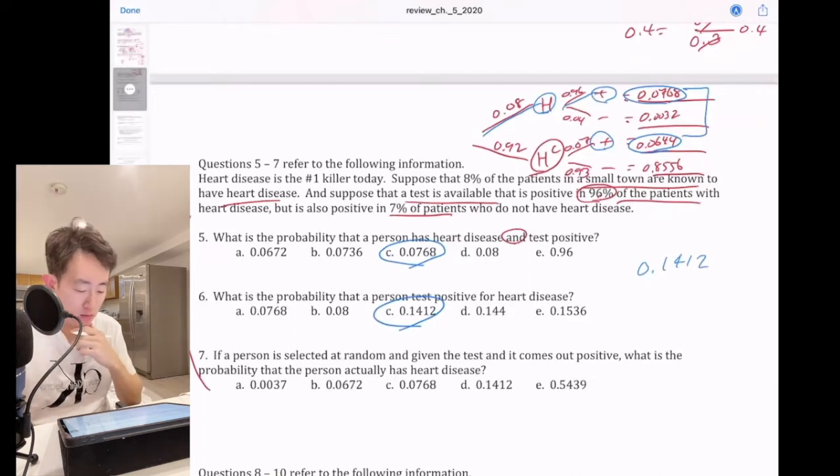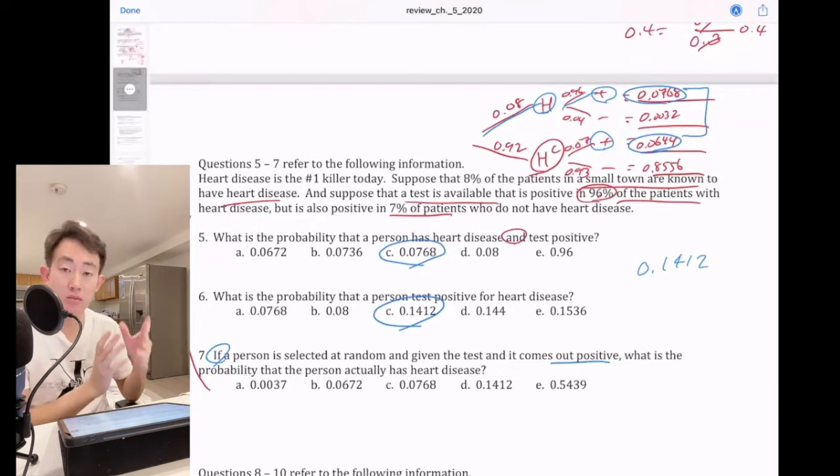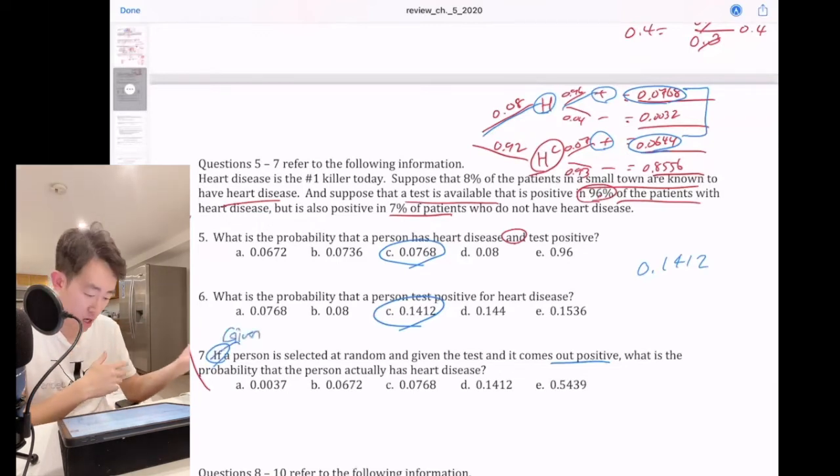If a person is out there at random and given a test and comes out positive, comma. So they should use the word given for this. It says if a person is selected at random that comes out positive, same thing as saying given that a person has tested positive, comma.